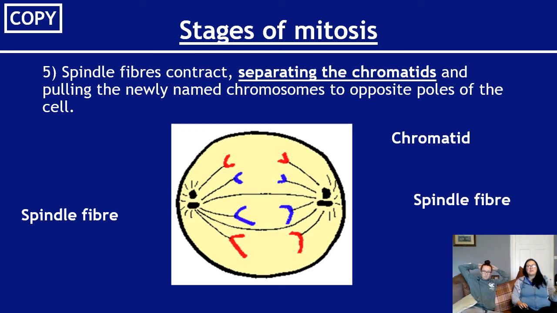Okay, so here we have again our spindle fibers. On this diagram, I'd say they'd actually be more accurately called chromosomes, because as soon as it's split apart, it's now a chromosome. It's only called a chromatid when they are joined together. So we can say chromatids are pulled apart, chromosomes move to opposite poles of the cell.